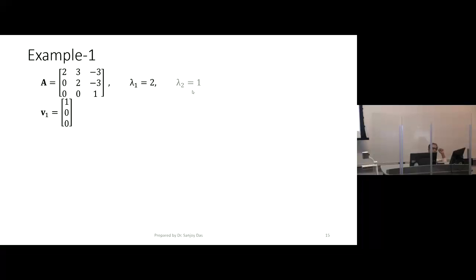And of course, lambda 2 equals 1. And it cannot have two eigenvectors. It can only have one eigenvector. In fact, this is what we would get if we solve for V2.